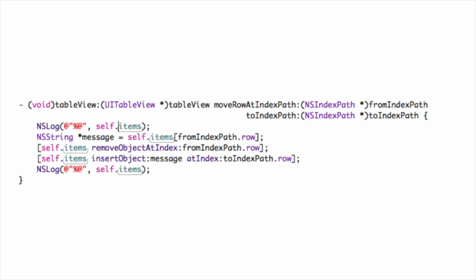So when we call this method, tableView moveRowAtIndexPath toIndexPath, what we're doing is moving the items in the data source. So I'm retrieving the item from the items NSMutableArray. I'm then deleting that from the array, and I'm then inserting that item into the correct index back in the array, and it will automatically update the table view when that's done.